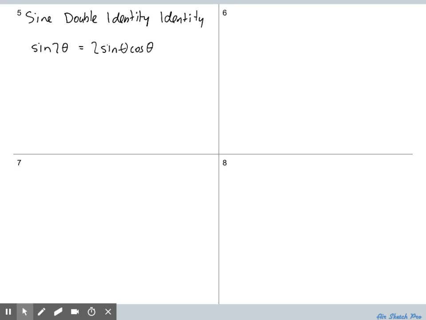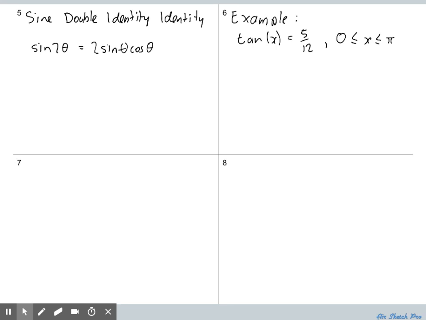But here's an example. Let's just say you're given that tan of x is equal to 5 over 12, and that x is somewhere between 0 and pi.